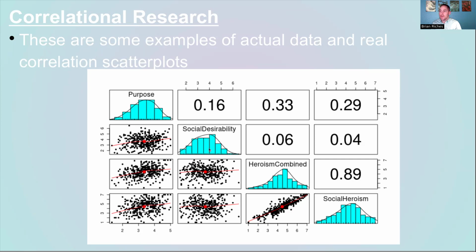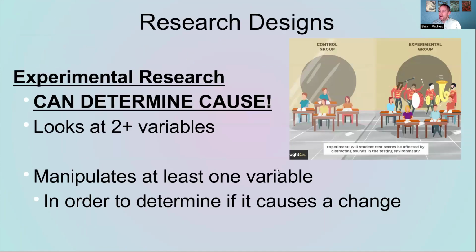One that was really good is social desirability. I didn't want the questions about will you do something heroic to give socially desirable answers, for people to just want to make themselves look good. So I wanted a very low correlation. If you remember, 0 is the lowest correlation. 0.06 is the correlation between social desirability and heroism. So basically 0. There was no relationship between people answering socially desirably and their answers on heroism. So that was good.